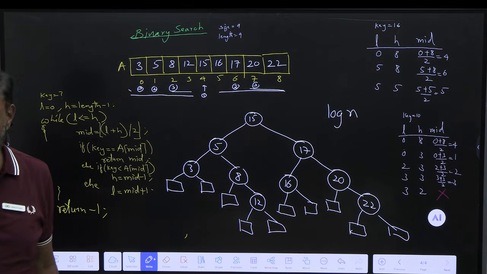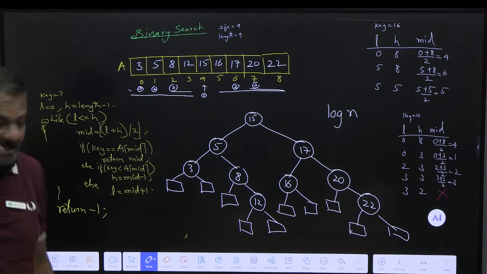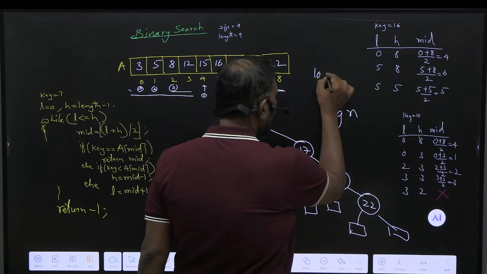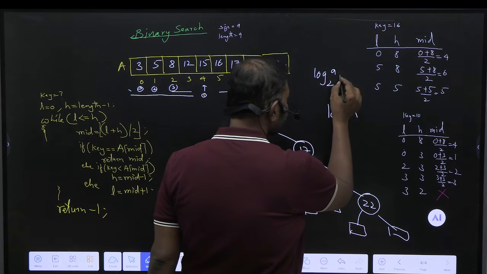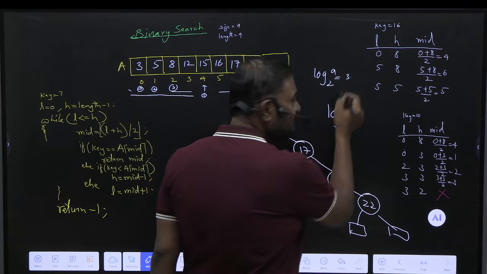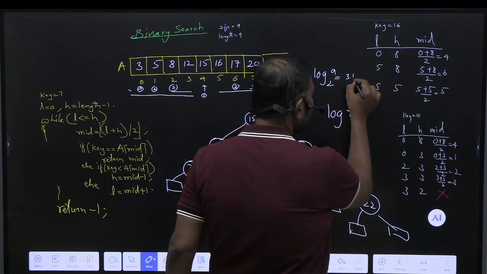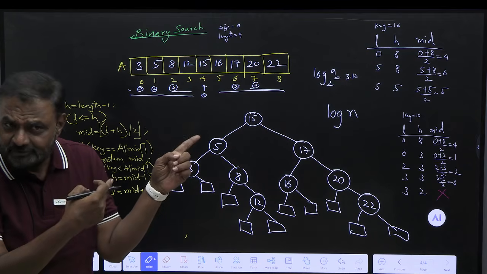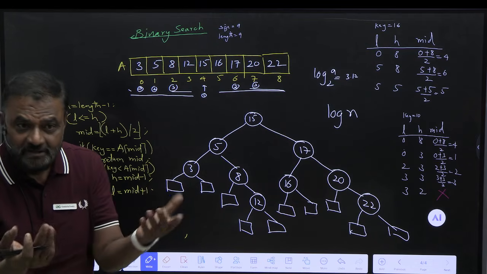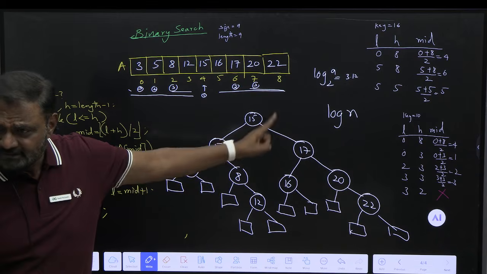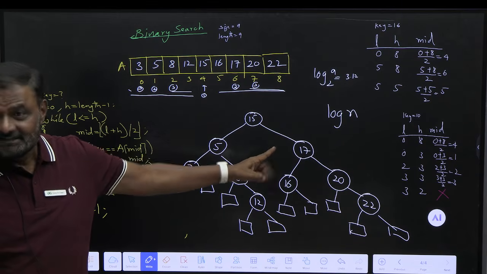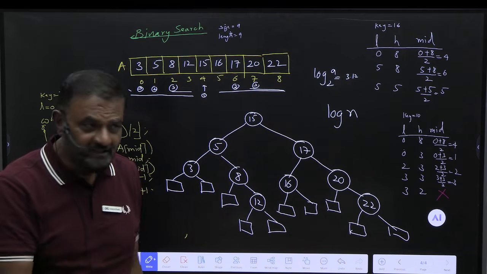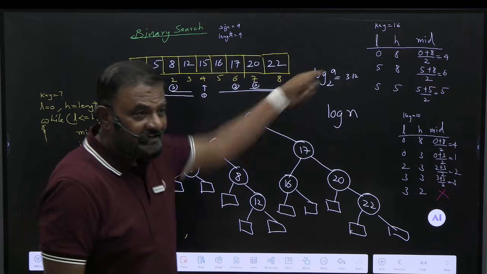Understood? Now one important thing is coming. How many elements are there? 9. Log 9 base 2, how much? 3 point something. 3.12. Is this the maximum time you are saying or the minimum time? Come on. Maximum time you are saying. Minimum is 1 only, just the middle of the list. Maximum you are saying is the height of a tree. Height of a tree is commonly known as log n. So I wrote log n. So for 9 I found out it's 3 point something.